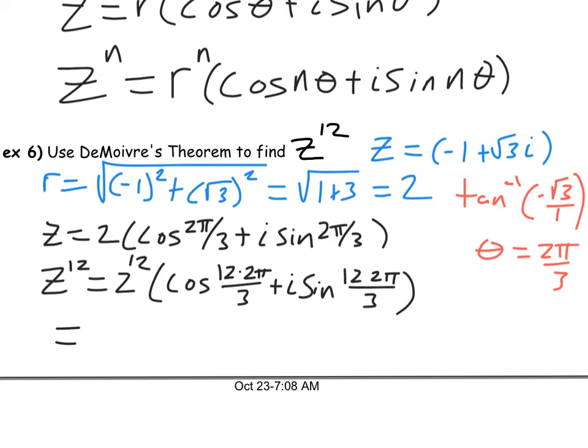Two to the 12th power is 4,096. As we simplify the angle here, you basically have 24 pi over 3, which would just be 8 pi, plus i sine 8 pi.